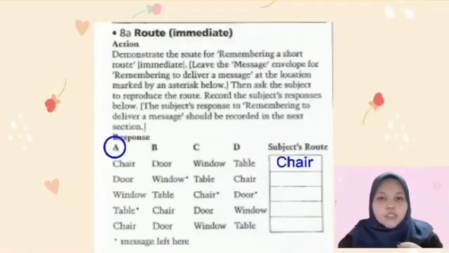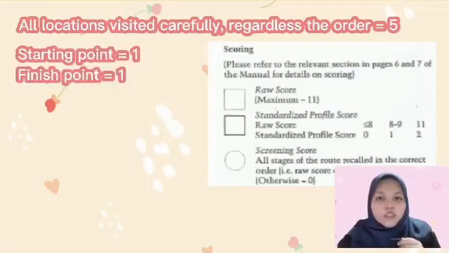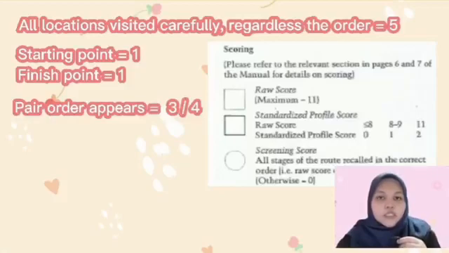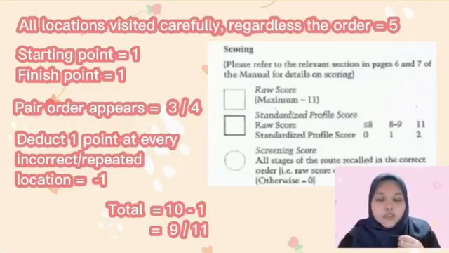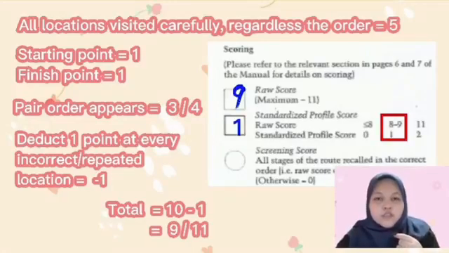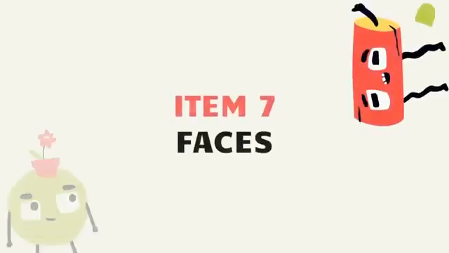The client's route is from the chair, table, door, window, table again, and back to the chair. The client able to visit all 5 locations correctly, also start and finish at the correct location. The pair orders that appears in the client's route is 3 out of 4 pair orders. 1 point is deducted because the client visited table twice. So the raw score is 10 minus 1, which is 9. Therefore, the standardized profile score is 1. Since the client failed to recall all 5 stages of the route in the correct order, the client got 0 for the screening score. The client picked up the envelope after prompt and left the envelope at the correct location. Therefore, the raw score for immediate message is 2 out of 3.